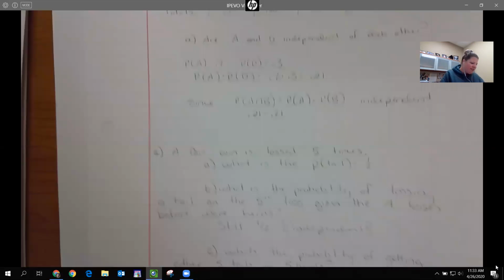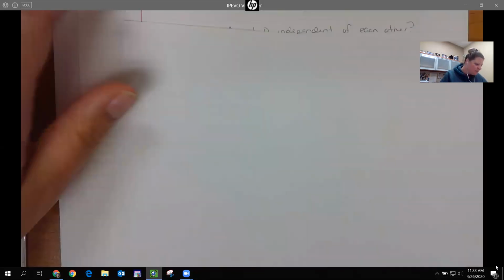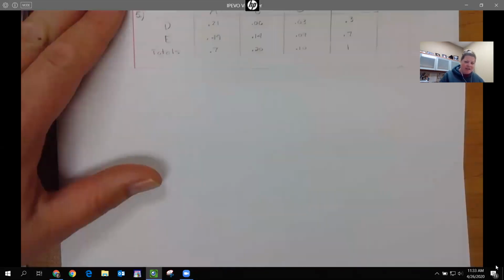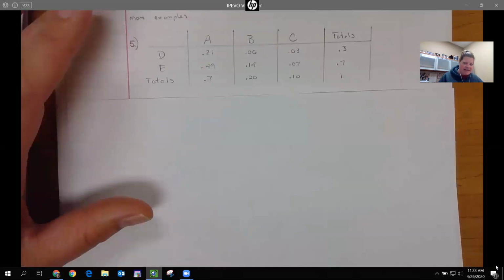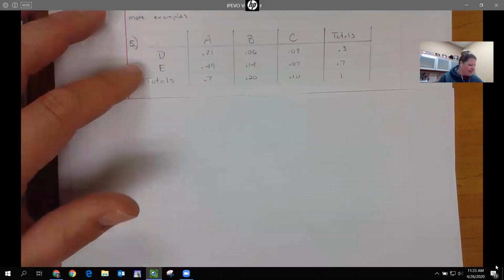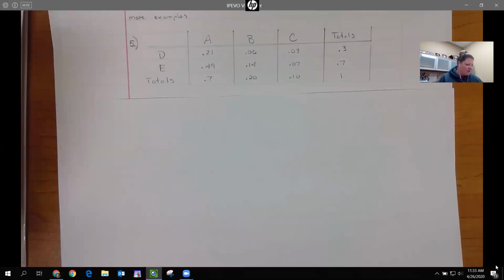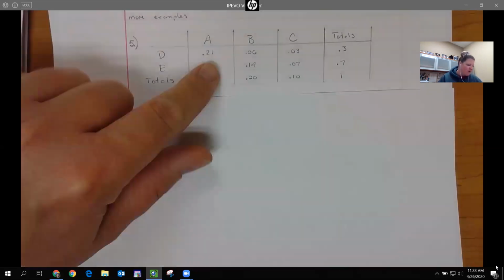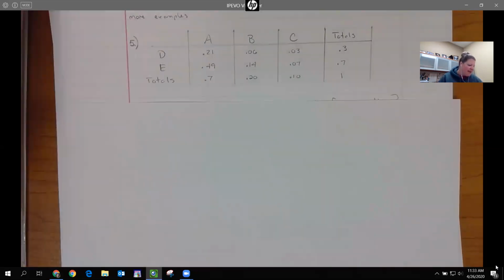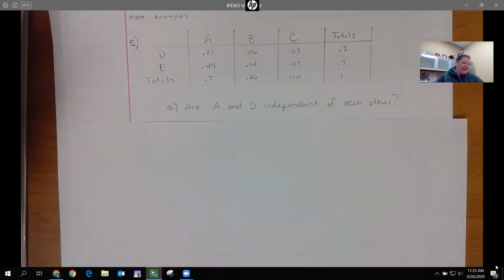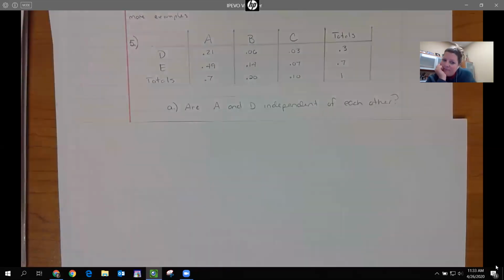Okay. So I did this one in a chart form again. So here's my chart. A, B, C, D in your totals, and then D, E over here. So then this one would be A, D, and so forth. I don't remember what this was supposed to be of, but are A and D independent of each other? A and D, are they independent of each other?